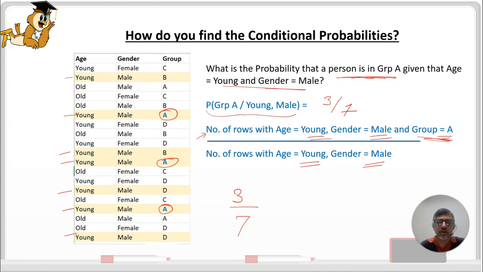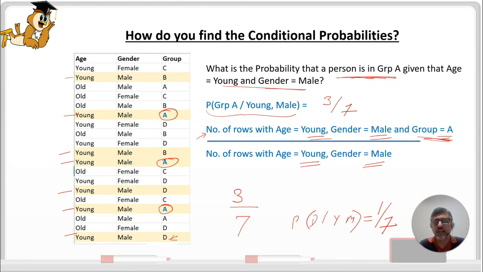Similarly, you can find the probability for group D given young and male. Now there is only one such person. Group D was a woman's dress. It turned out that there was one young male who was walking around wearing a woman's dress. So the probability of group D given young and male is equal to 1 upon 7. Okay. So similarly, you can find all the conditional probabilities, and this is the way to do it.